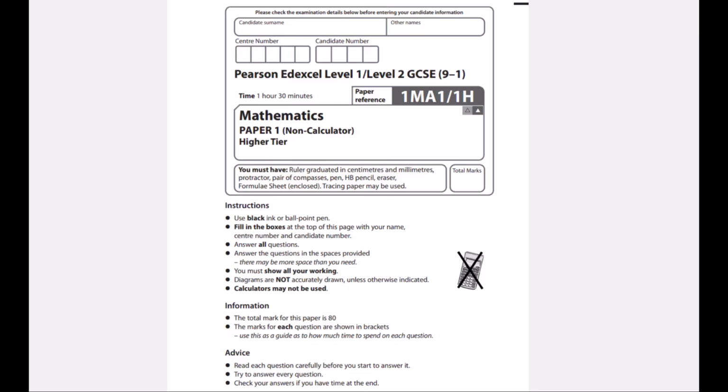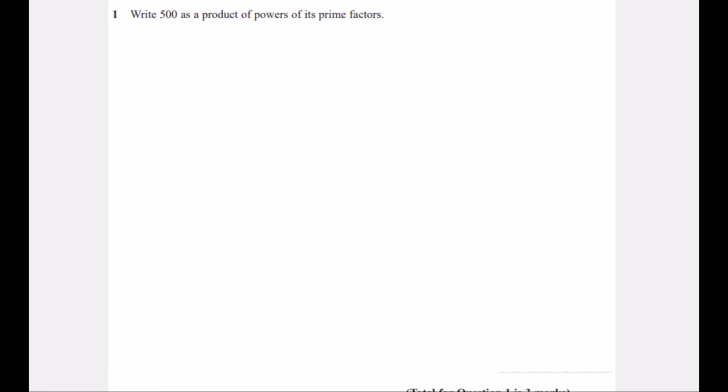This is the Edexcel higher tier paper 1 non-calculator paper from November 2022. Let's get started. Question 1 says write 500 as a product of its prime factors.